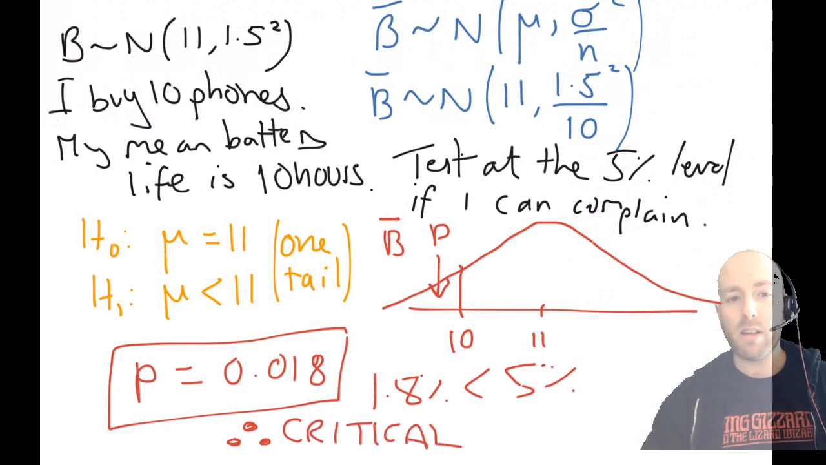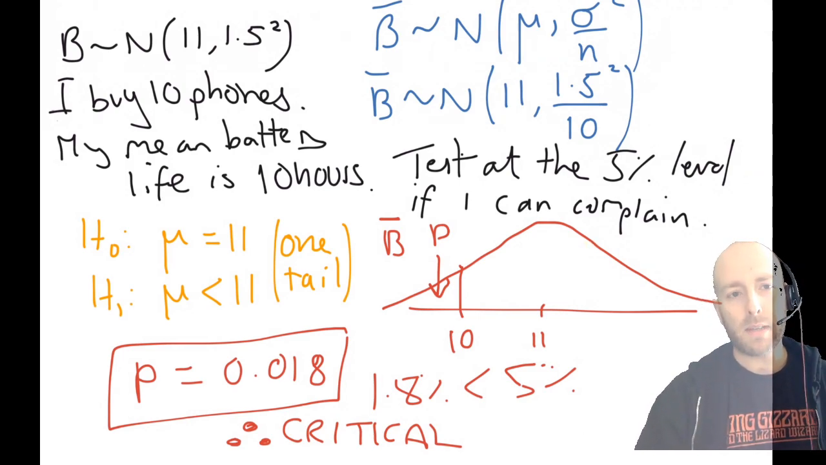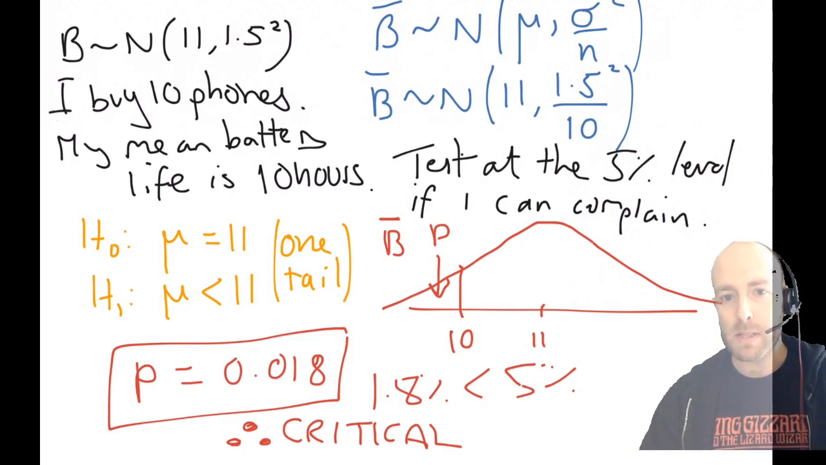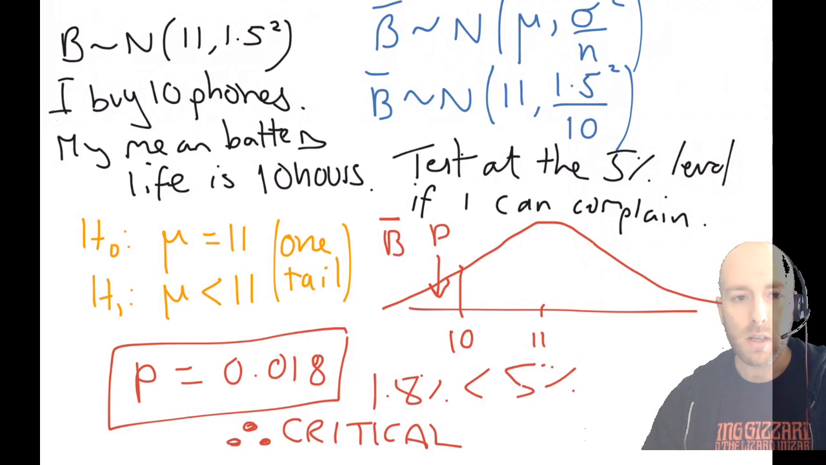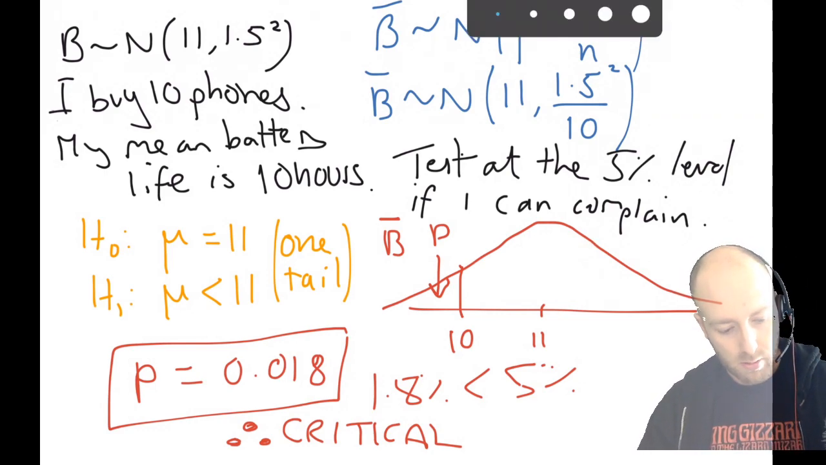So it means it's very unlikely. In fact, there's only a 1.8% chance of my mean being 10 if the mean is actually meant to be 11, based on my sample size. So it's critical. Therefore, I've run out of space here. I'm going to get rid of some stuff.